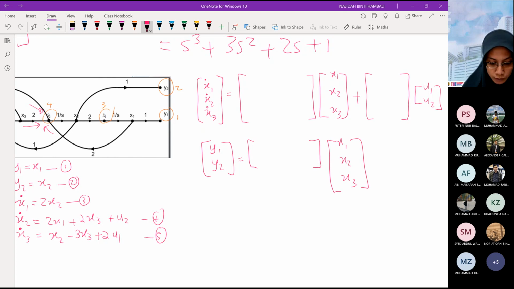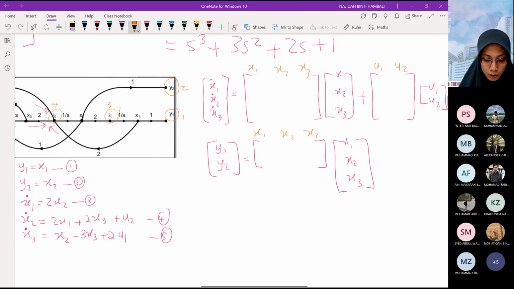Okay. As usual, for matrix A, the columns are x1, x2, x3. For matrix B, the first column is for u1, the second column is for u2. Okay, for matrix C, same too, the columns are x1, x2, x3. The first row is for y1, the second row is for y2 for matrix C. Okay, now let's fill up our state space equation based on equation 1 until equation 5.